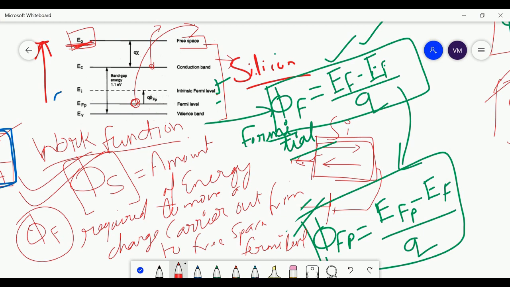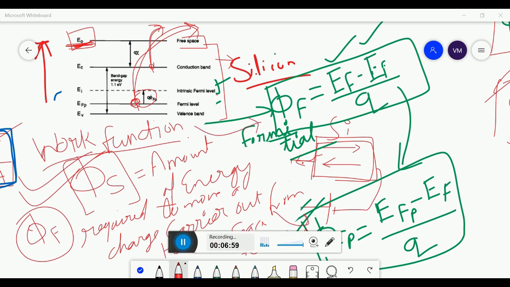So that would be known as the work function of the metal. Right? So remember this. This is the work function. We have studied the Fermi potential, the electron affinity, and the work function. We also studied how to calculate the Fermi potential using the energy levels. So this is the formula for calculating the Fermi potential.